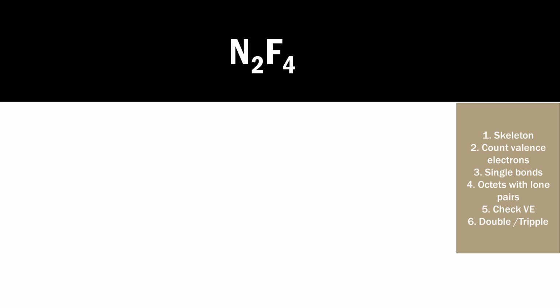And N2F4. N2F4. N, N, F, F, F, F. So now count valence electrons. Nitrogen in group 5, there are 2 of them, 10. Fluorine in group 7, there are 4 of them, that's 28. Altogether 38. So now single bonds.